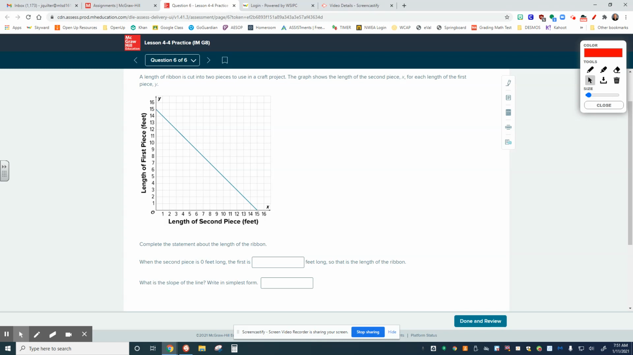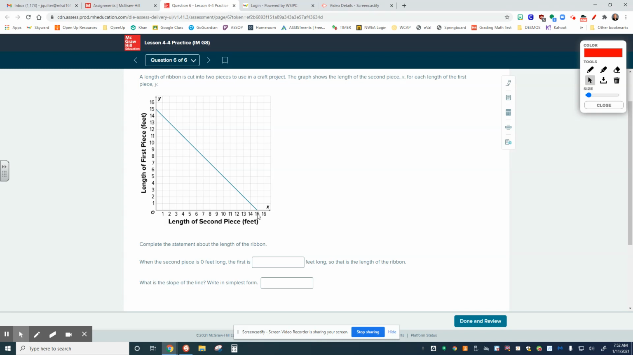A couple things I want to do first. Analyze the graph. Notice what's going on. We see that the x-axis is the length of the second piece. The y-axis is the length of the first piece. I see that the first piece starts out at 15 feet long, and then the length of the second piece could also be 15 feet long at its very longest. So how does that work out?